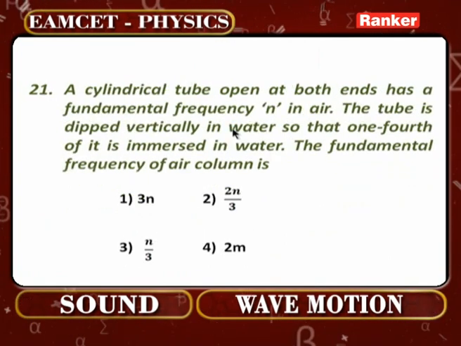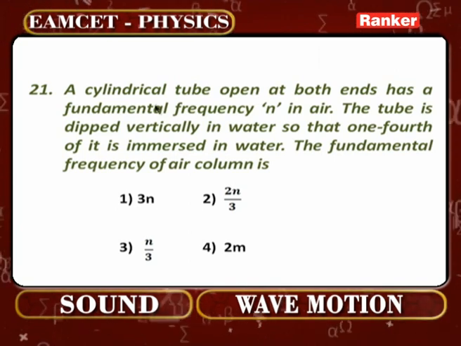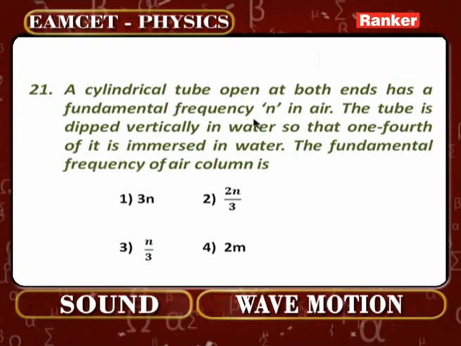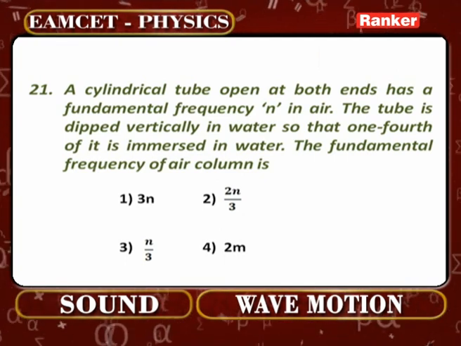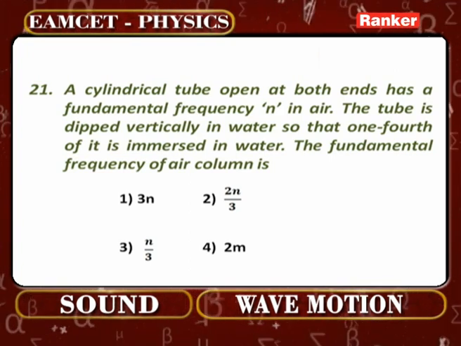Look at the 21st question. A cylindrical tube open at both ends has a fundamental frequency n in air. Open at both ends, that itself is a wonderful clue there. So n must be equal to V by 2L. That is the equation for an open pipe.